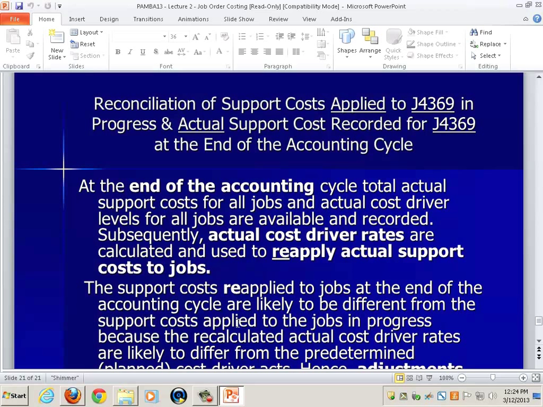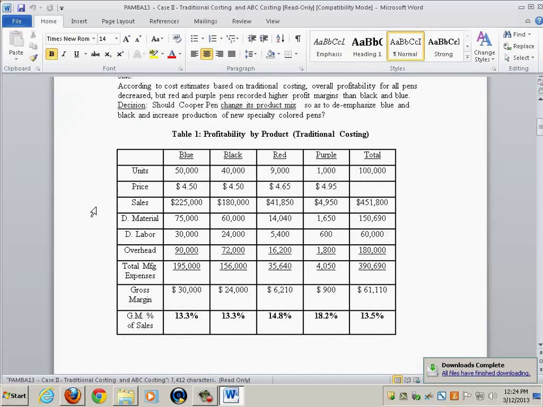Okay. If there are no more questions here, I'd like now to move to the case. The purpose of case number 2 is to acquaint you with the differences between traditional costing and activity-based costing, and to compare the two and see the relative merits of one relative to the other.